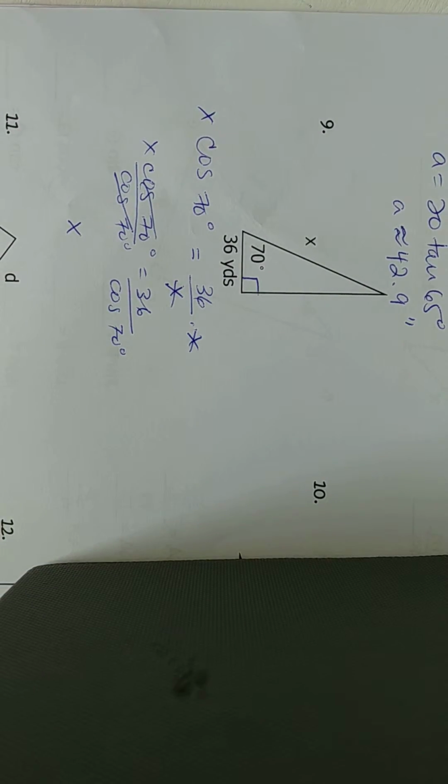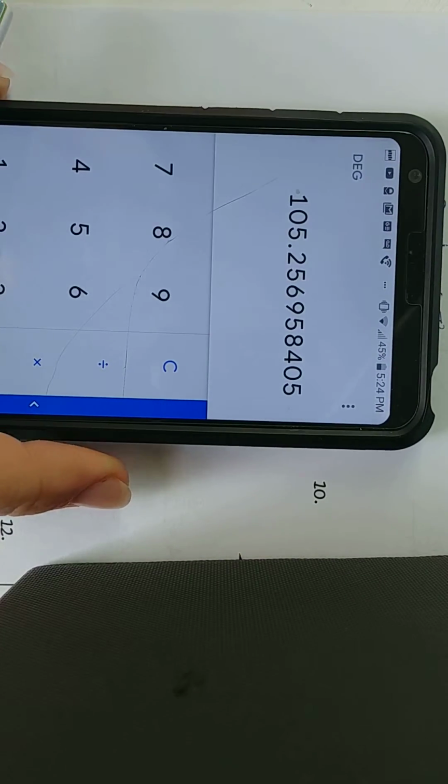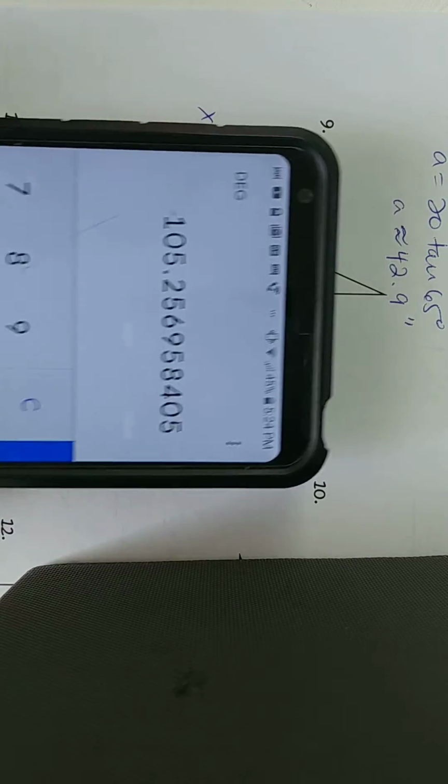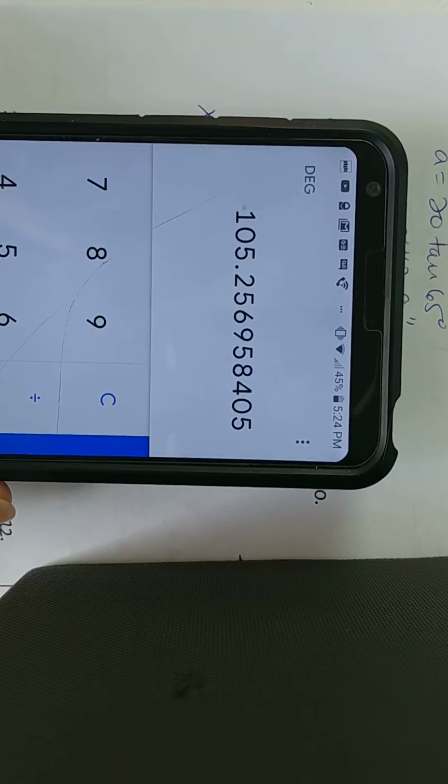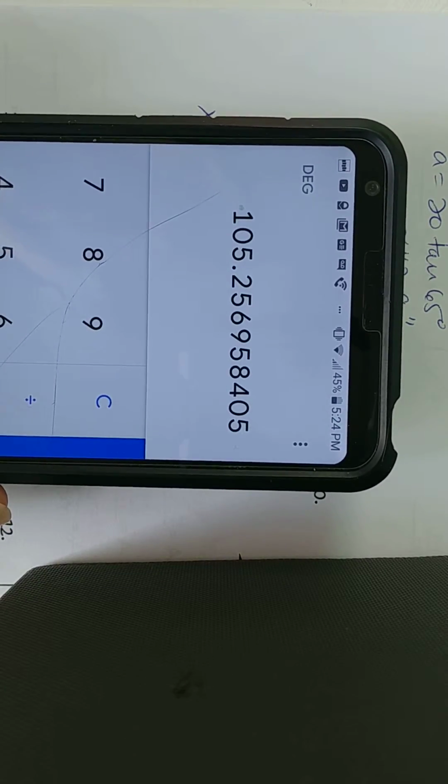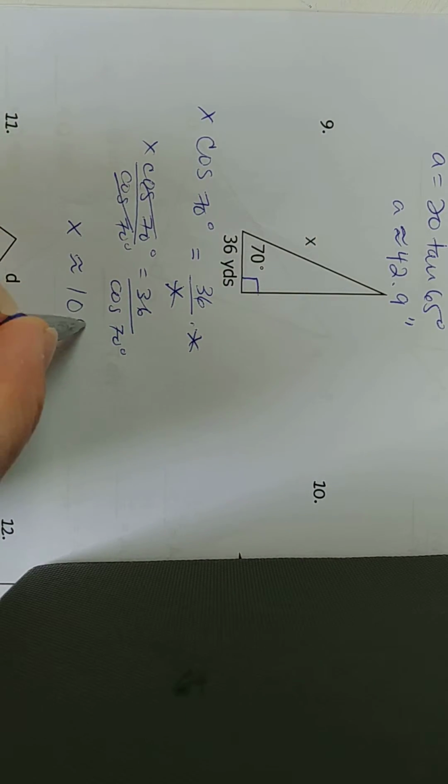So when I plug this into my calculator, that was 36 divided by cosine of 70, I'm getting 105.3. So x is going to be about 105.3, and this was yards.